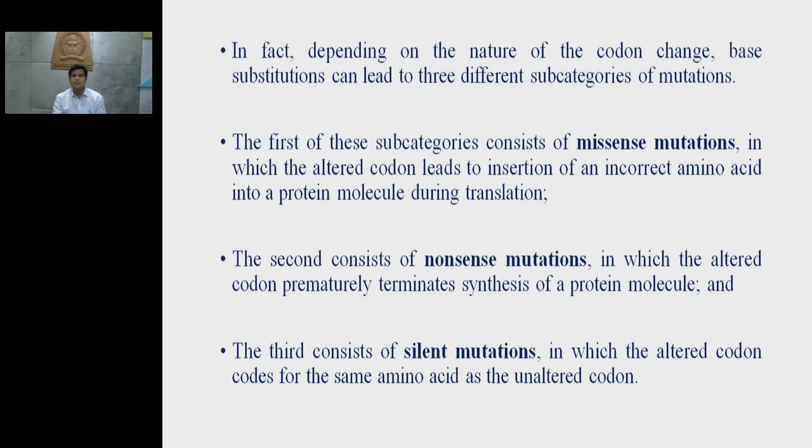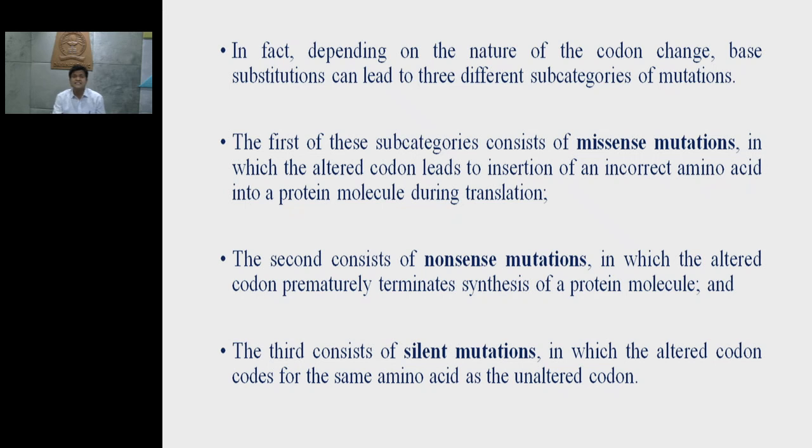In the case of point substitution mutation, the codon change is because of base substitution, and these lead to different categories. The first category is a subcategory that consists of missense mutation, in which the altered codon leads to insertion of an incorrect amino acid into the protein molecule during translation. So here a wrong or incorrect amino acid is in place of the correct amino acid, and this causes an abnormal protein molecule.